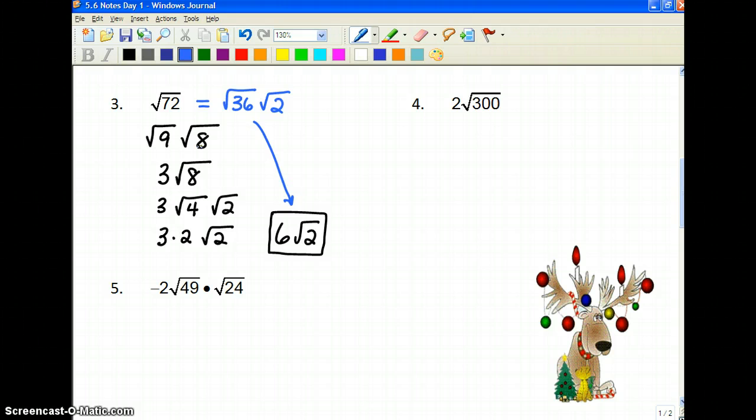Number 4, 2 times the square root of 300. Well, that would be 2 times the square root of 100 times the square root of 3 would be one way to break it down. The square root of 100 is 10, so that would be 20 root 3.